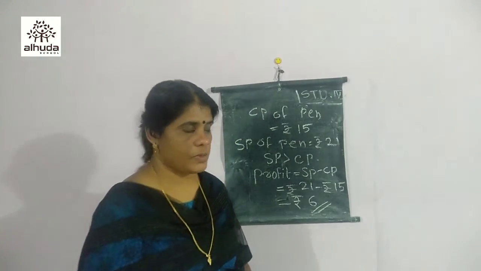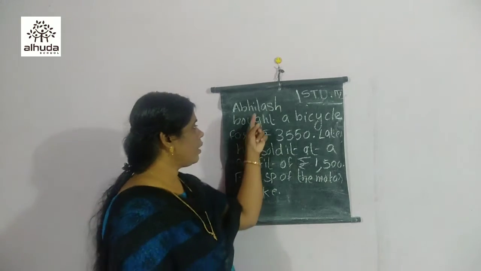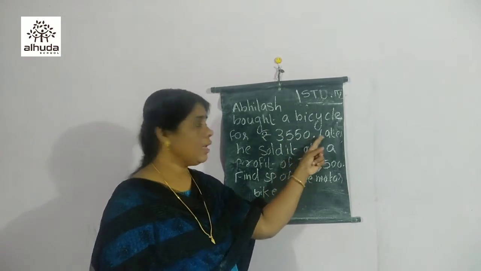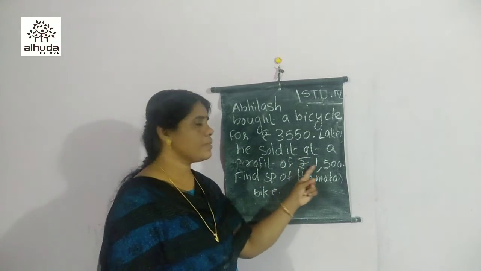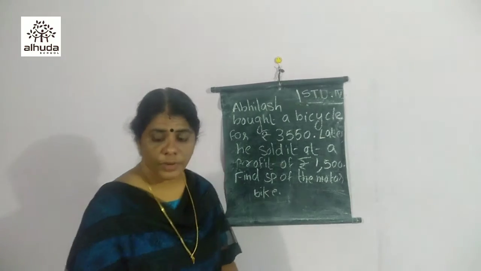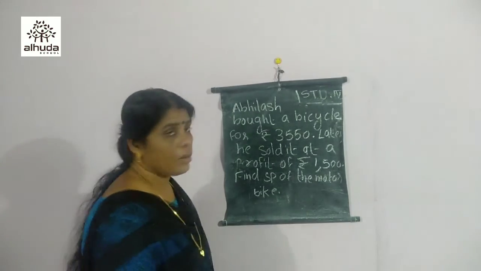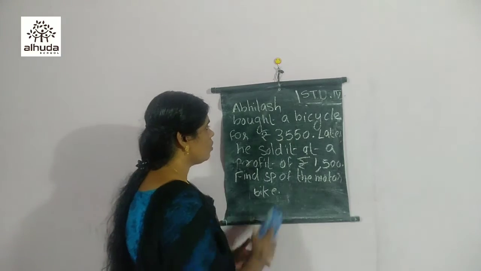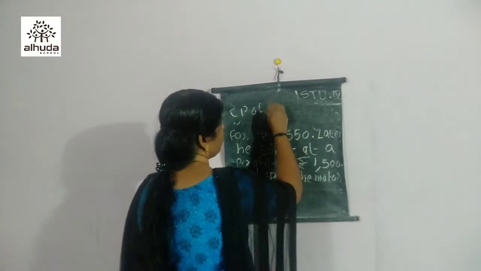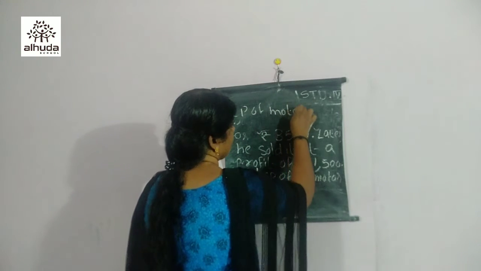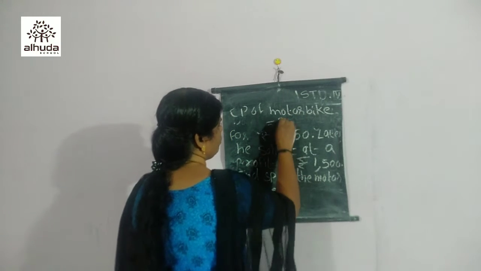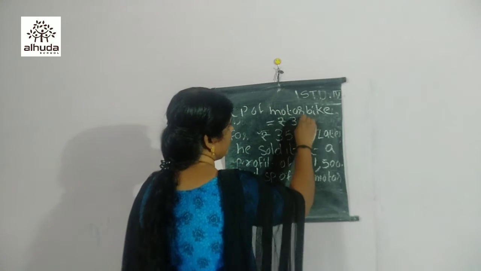Okay. Next question. Abhilash bought a bicycle for rupees 3,550. Later he sold it at a profit of rupees 1,500. Find the selling price of the bicycle. We want to find out the selling price. How do we find out? So he bought a bicycle, that means CP is given. CP of the bicycle is equal to rupees 3,550.